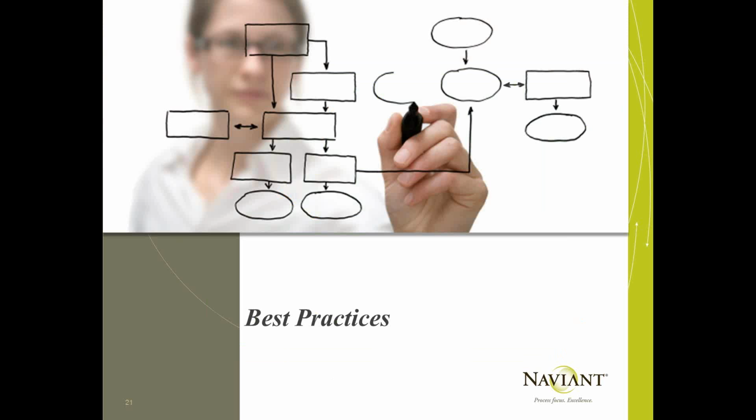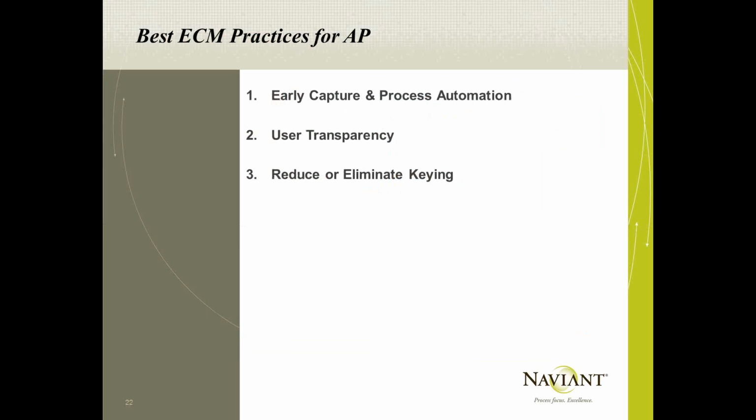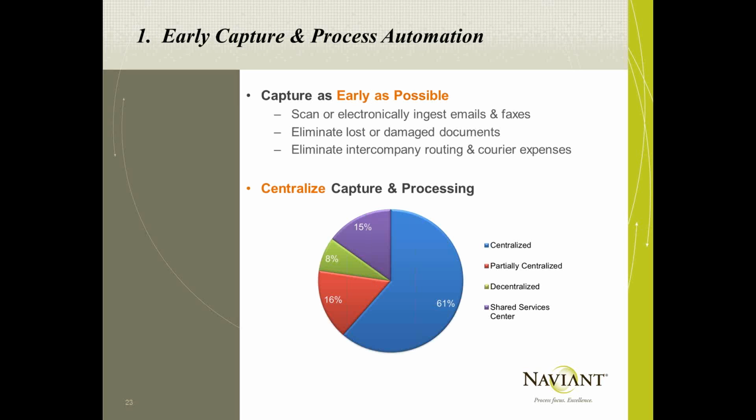So I want to talk for a few minutes now and really cover some of these concepts that we've talked about and dovetail to what Guy shared earlier. What are those best practices for AP as it relates to enterprise content management? So it's really early capture, process automation that we've been talking about, transparency, and reducing or eliminating keying. So I want to talk a little bit more about this early capture. Let's start there. Early capture and workflow. Probably one of the most important pieces.